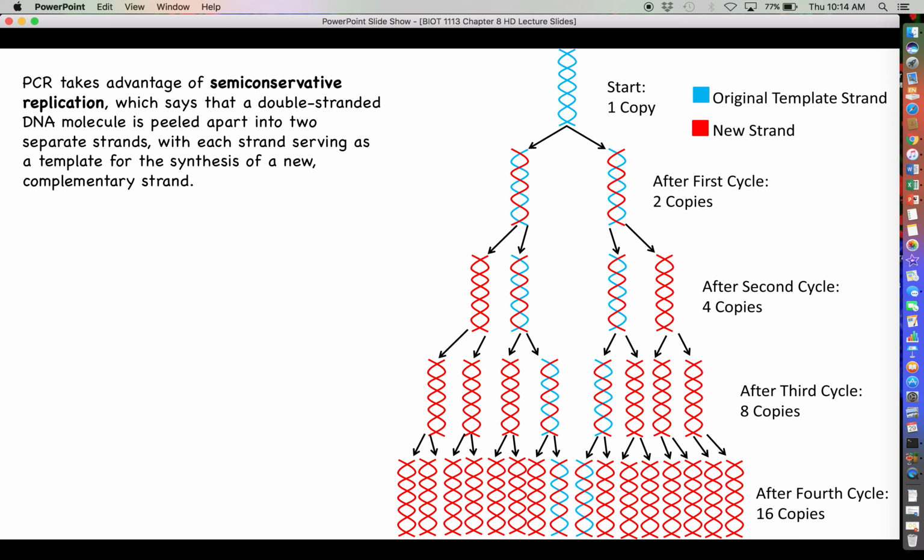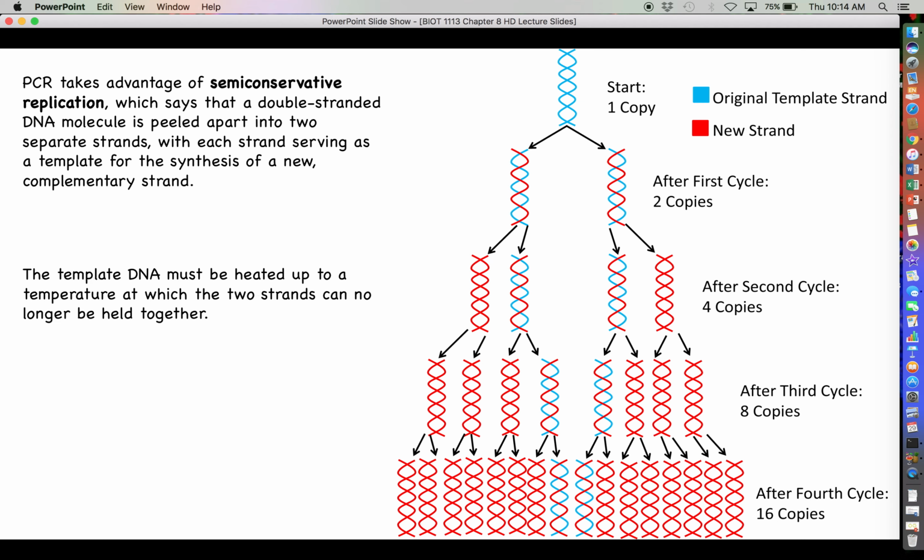So the idea is that after every cycle of the PCR, we're going to double the amount of DNA that we make. So basically, if you do this 30 times or even 15 times, every time you double the amount of DNA that you make, so you exponentially increase the amount of DNA that you have on hand, which is especially important if you're starting out with a very small amount of it.